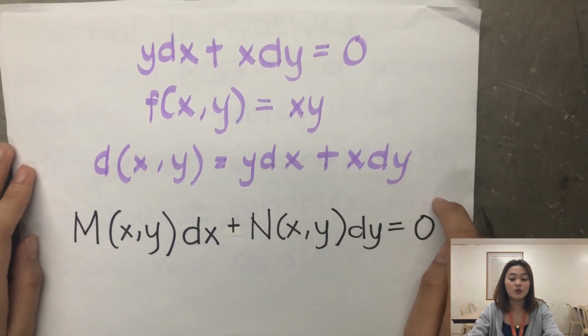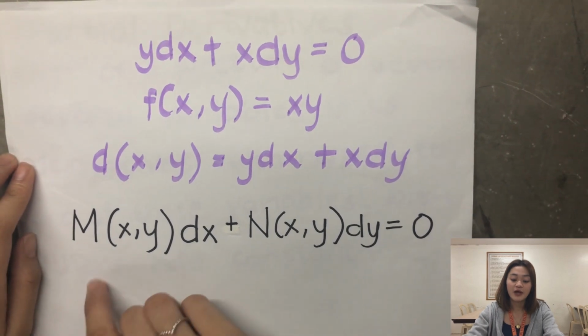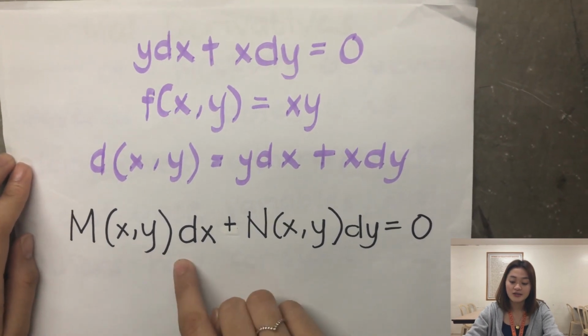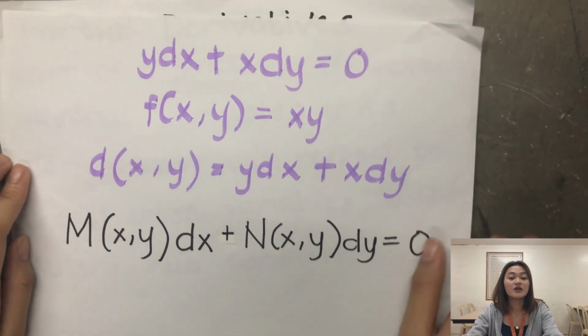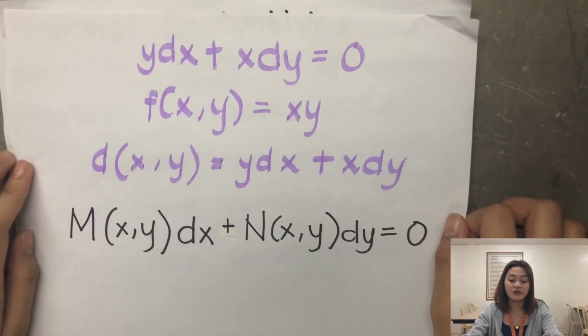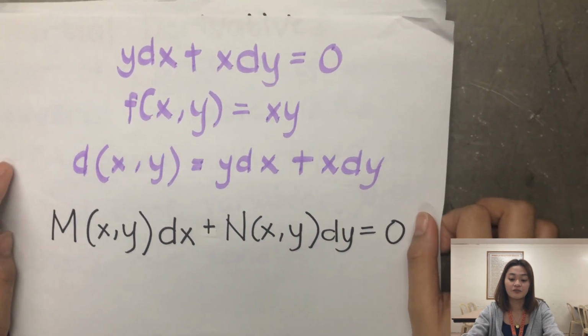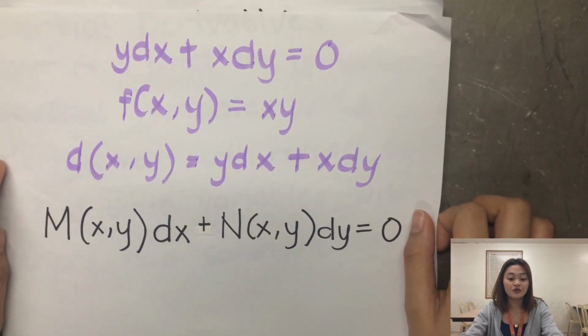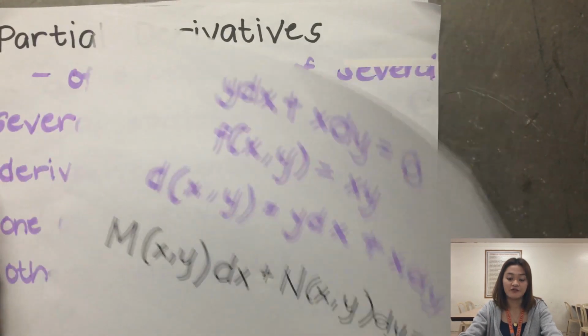In this section, we examine first-order equations written in differential form, M(x,y) dx plus N(x,y) dy equals 0. Such equations can either be solved as exact, or as inexact using an integrating factor. But before that, we have to remember one topic from differential calculus, the partial derivatives.